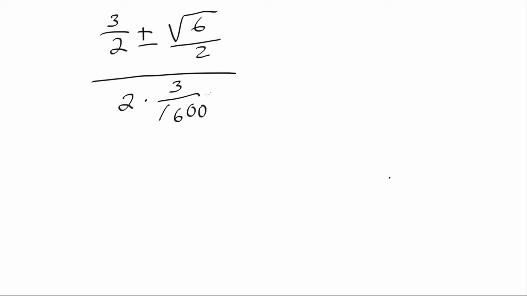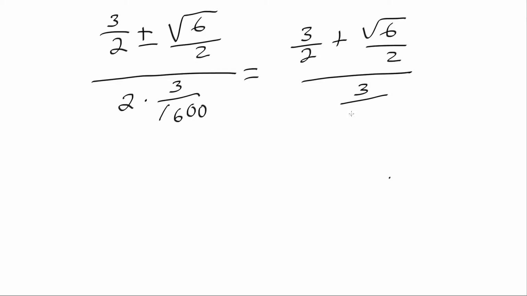Okay, so let's do a little bit of simplification here, especially this term in the denominator. I know 2 will go into 1600 800 times, right? And these are both over 2, although I'm not sure I want to do anything with that just yet. Let's see, 3 halves plus or minus the square root of 6 over 2, all of that over 3 over 800.